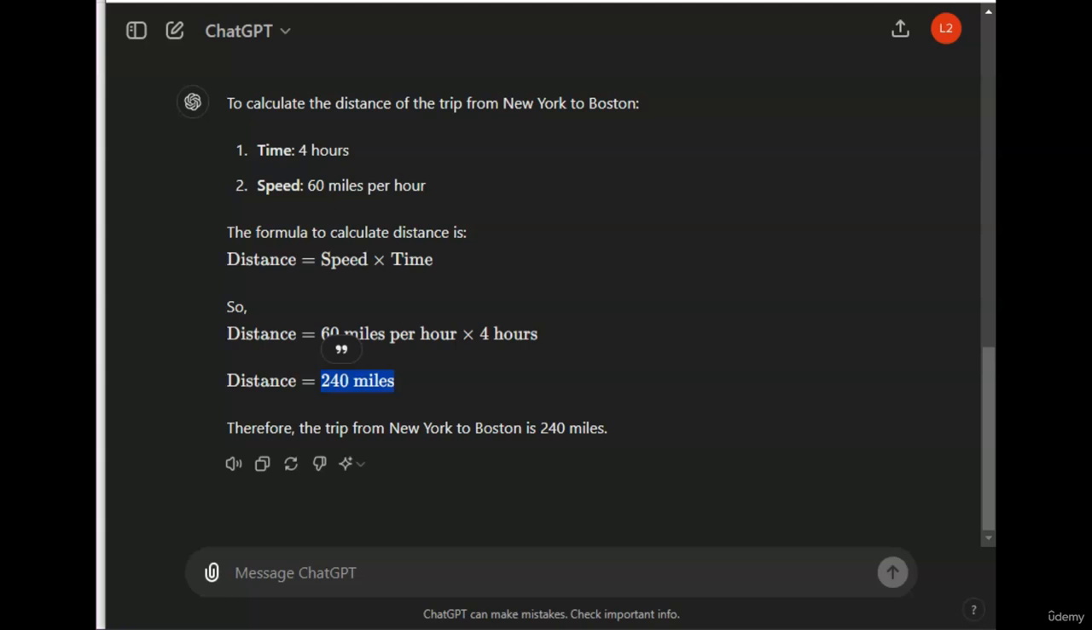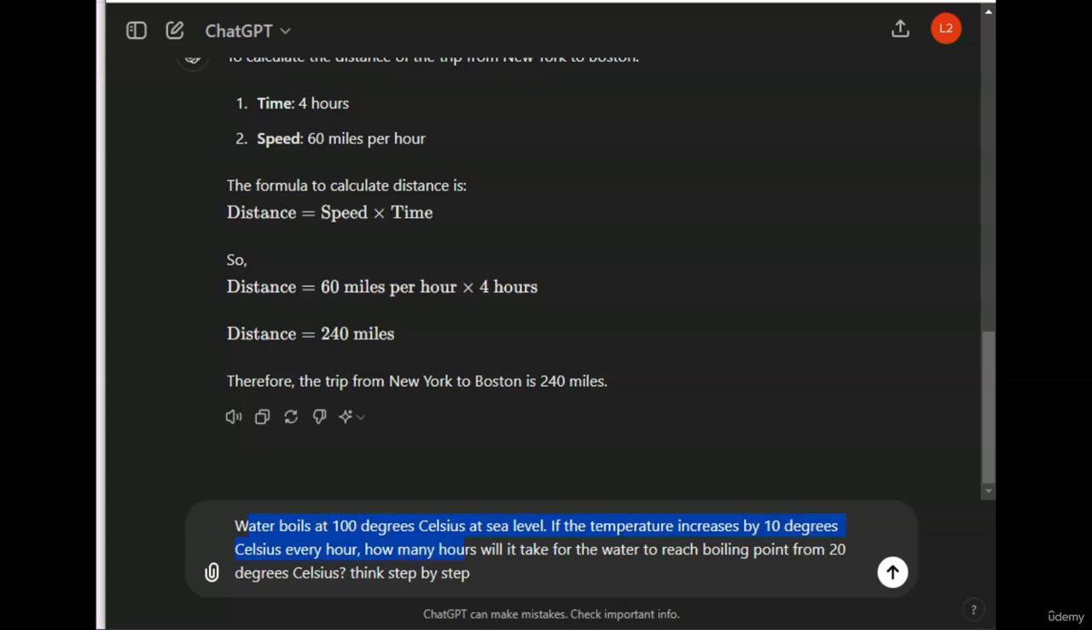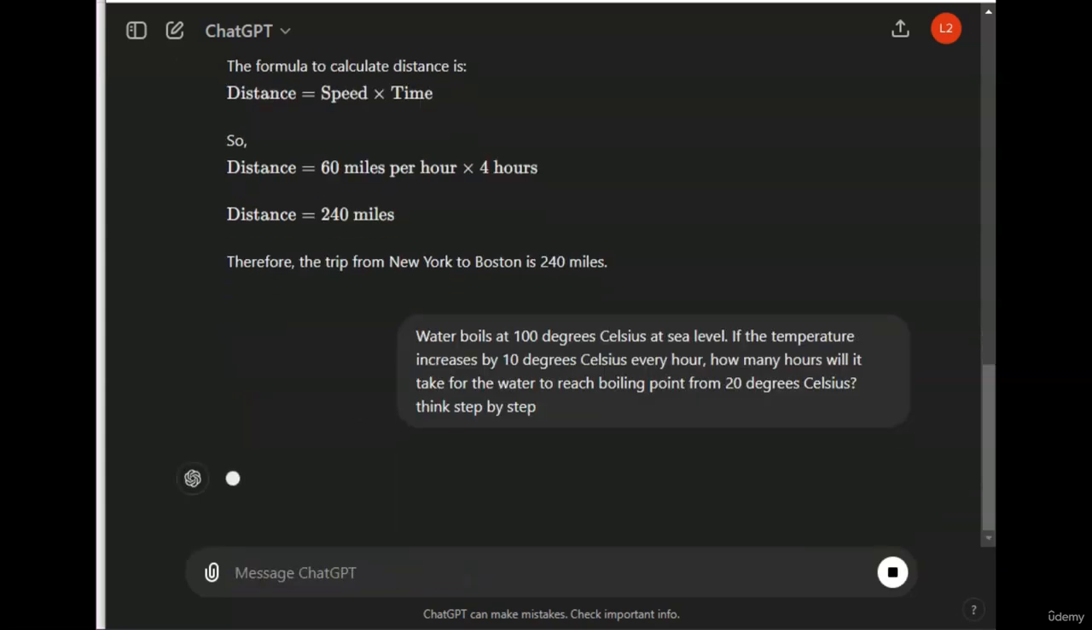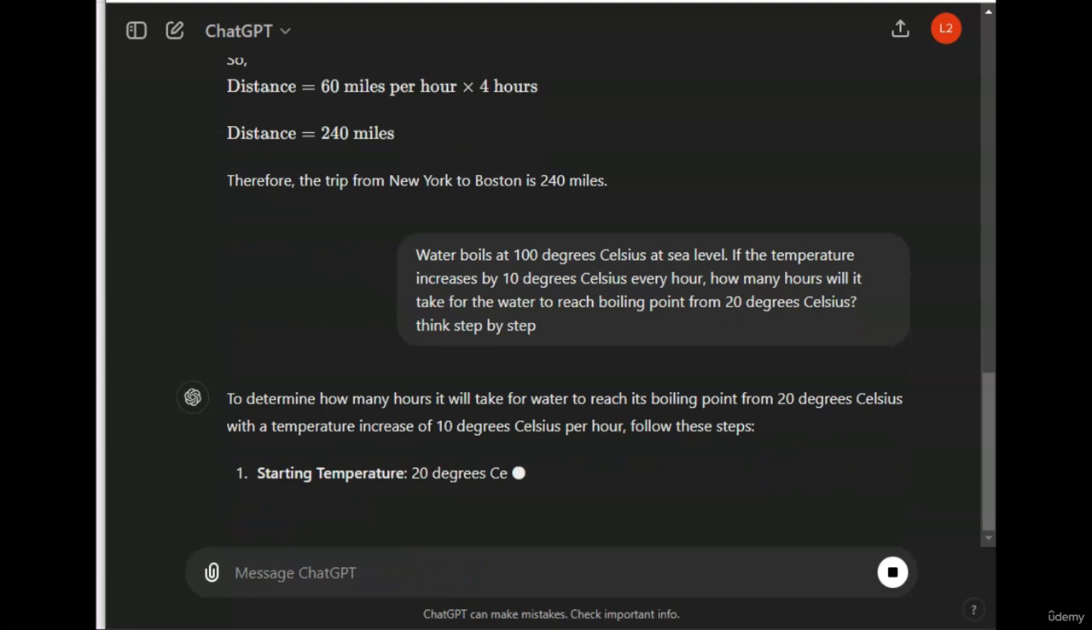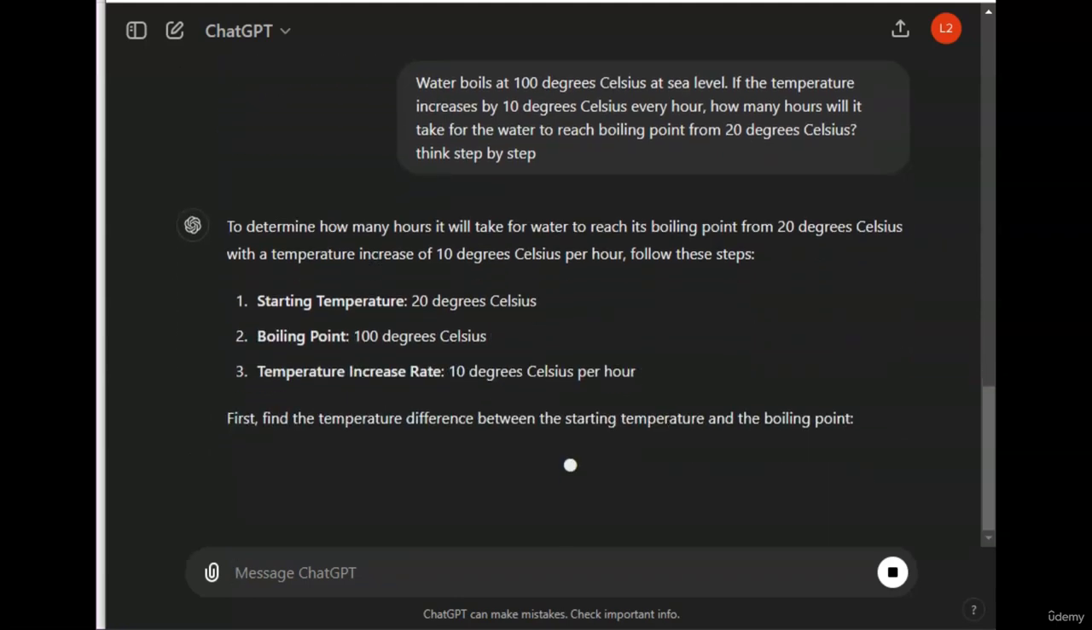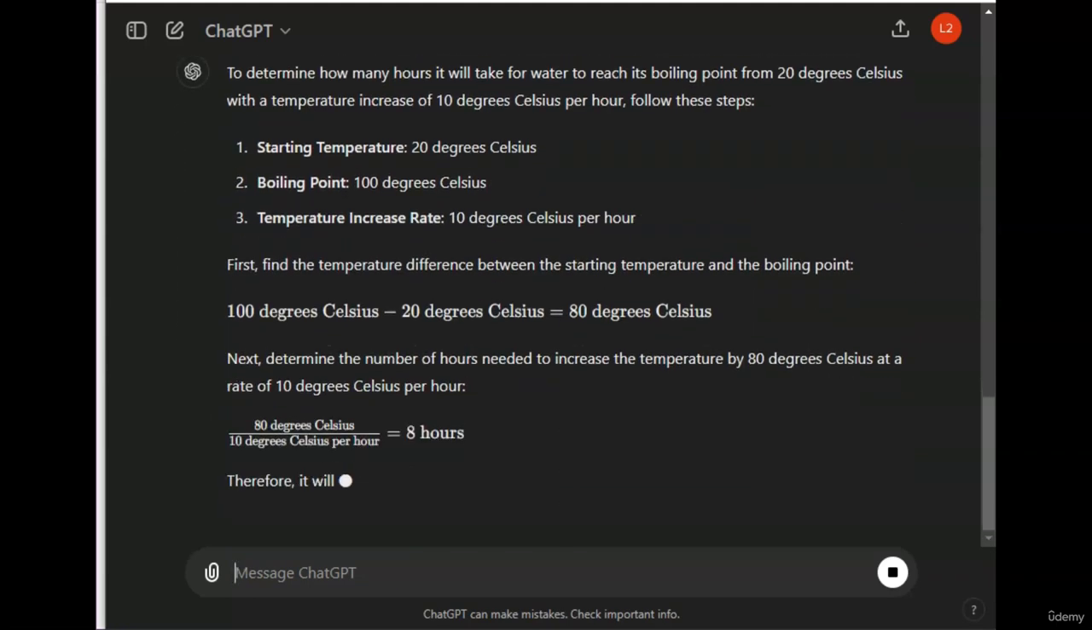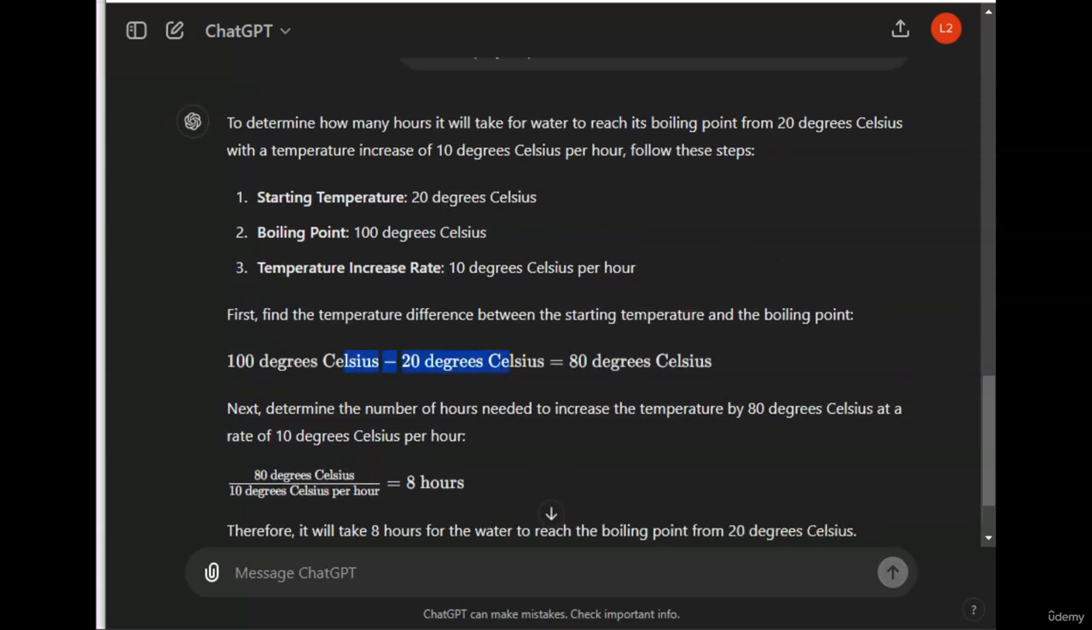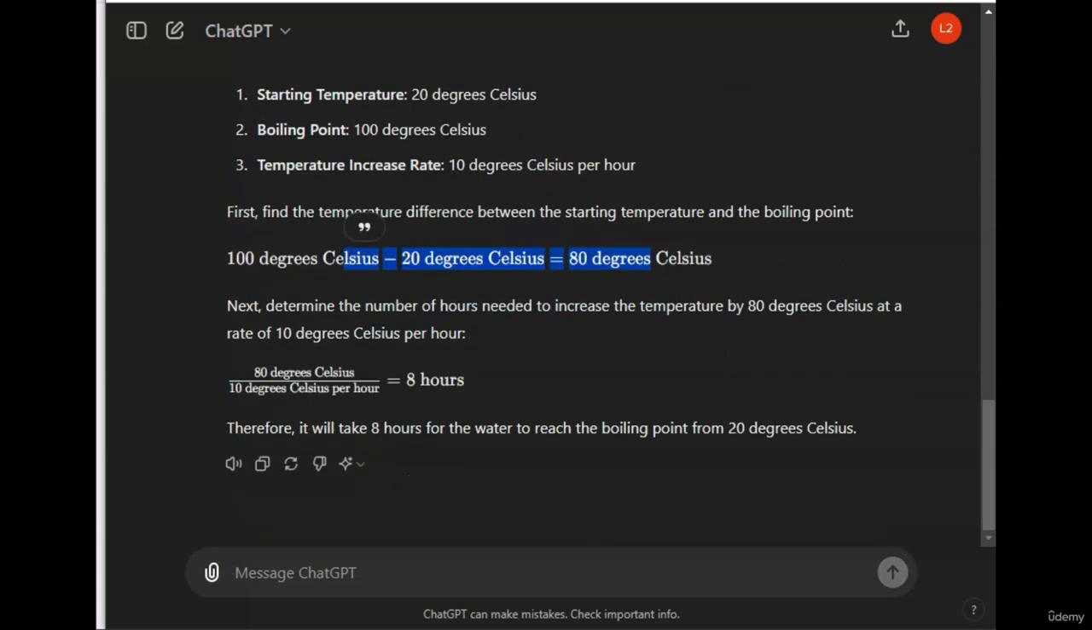Now let's look at a scientific example. Water boils at 100 degrees Celsius at sea level. If the temperature increases 10 degrees Celsius every hour, how many hours does it take for the water to reach boiling point from 20 degrees Celsius? And at the end, I've written a sentence which says think step by step. So let's see if the answer is correct or not. 100 degrees Celsius minus 20 degrees Celsius equals 80 degrees Celsius. And 80 divided by 10 equals 8 hours, which is the correct answer.